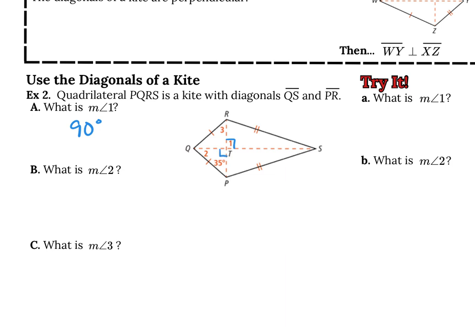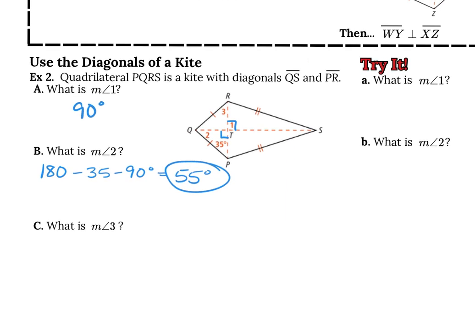The angles inside of the triangle would be 180. I'm going to subtract off the 35 that I know, along with the 90 that I know. That's going to leave me with 55 degrees for the measure of angle 2. Measure of angle 3 is congruent to this 35. So measure of angle 3 would be 35 degrees.